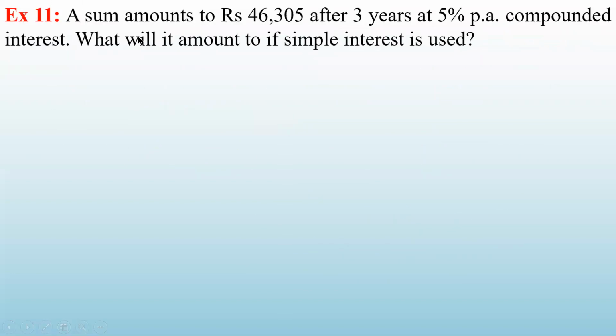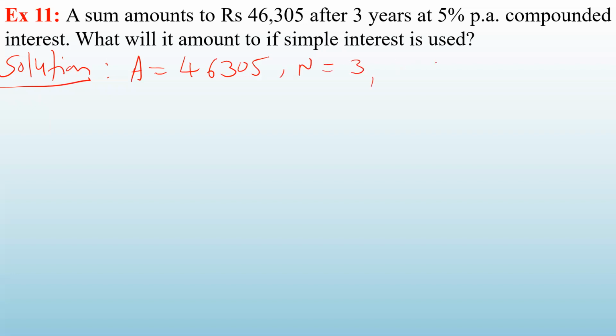Let us take the next problem. A sum amounts to rupees 46,305 after 3 years at 5% per annum compound interest. What will it amount to if simple interest is used? So, what is given to you in this? If sum amounts to this much, that means this is what? It is the value of accumulated amount. So, amount is given to you as 46,305 after 3 years. This N is 3 and R is 5. Okay.